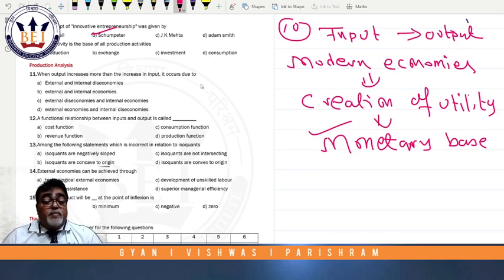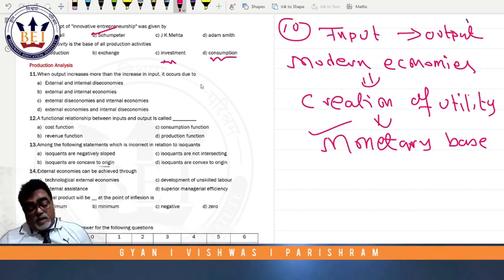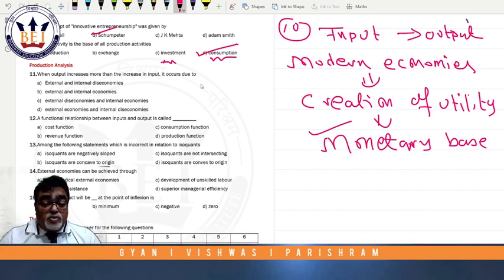Why did I say all these things? So that maybe some people who would be confused with investment and consumption. But they have written the base of all production activity in your CA Inter book, specifically in the production chapter, third page, in para 7 or para 6, I believe. They have given this, that all production activities are purely dependent on creation of utility. So on the basis of that, our answer should be C, that is consumption.